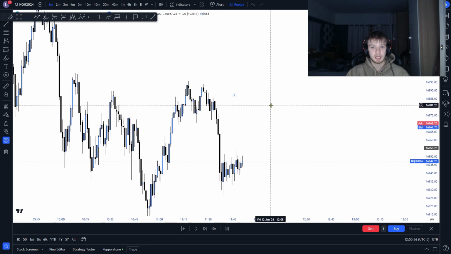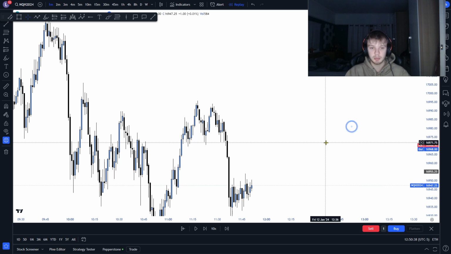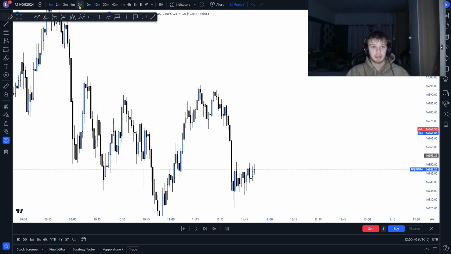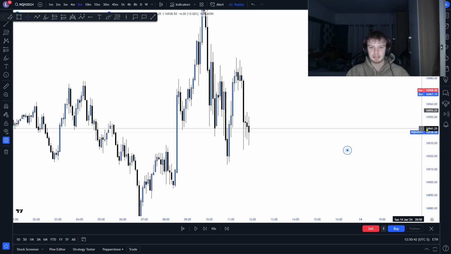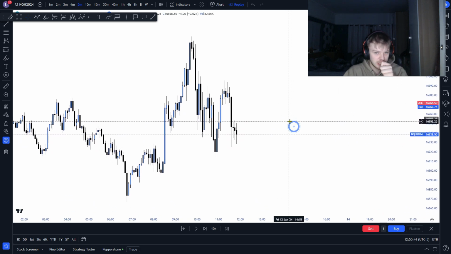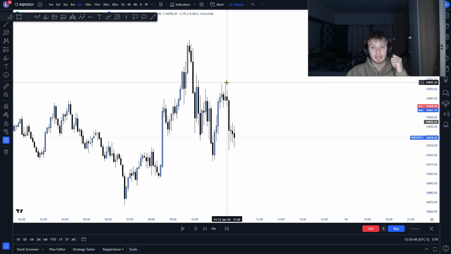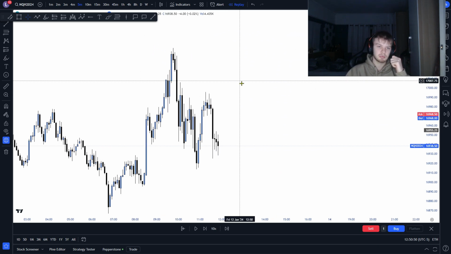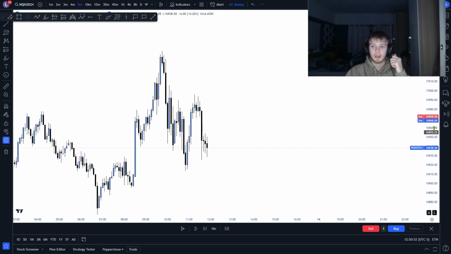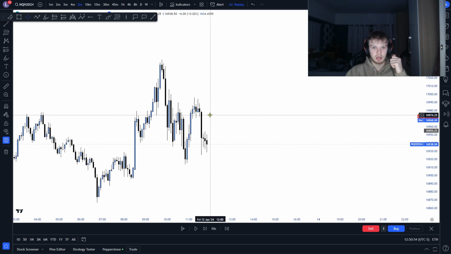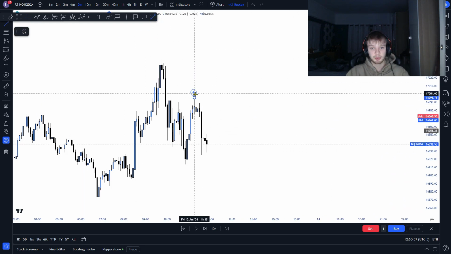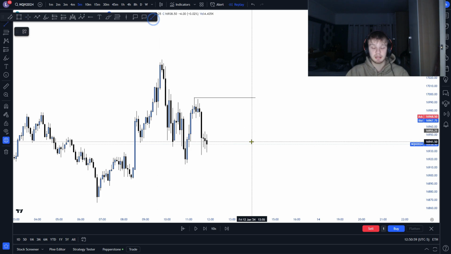Okay, so now the final type of liquidity, which is swing highs and swing lows. Now this is the most common type of liquidity, and really where you'll be finding most of your exits. Okay, so it's pretty self-explanatory. All swing highs and swing lows are just swing highs and swing lows, and then the liquidity is there.